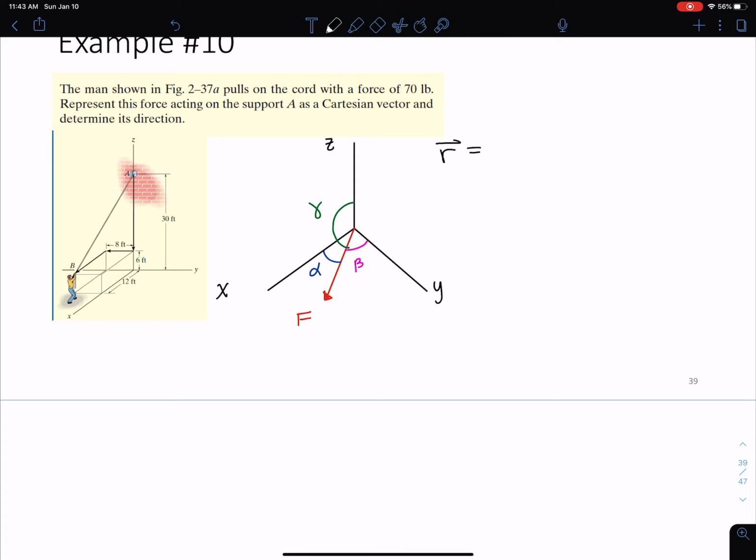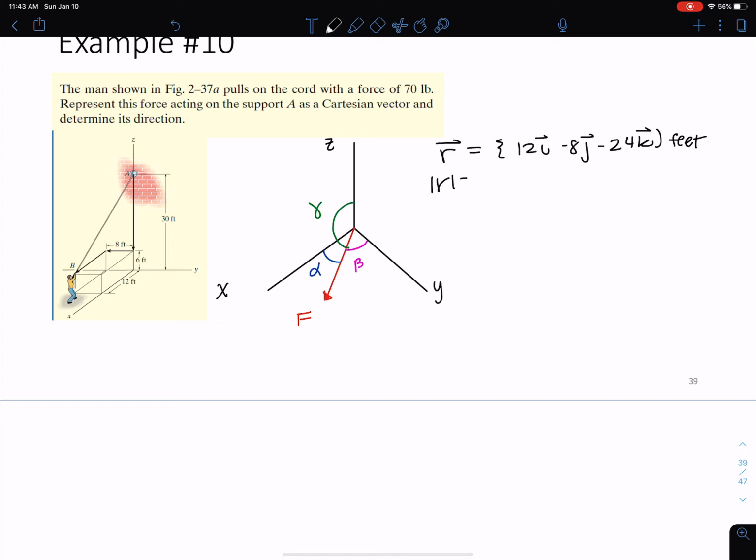Okay, now let's see where our origin here is. Our A here, in the x direction, we see the difference is going to be that 12. In the y direction, we have that -8. And in the z direction, we have 30, but we have the 6. So really, it's going to be 24. I'm just taking the differences of each of these. And this is in feet.